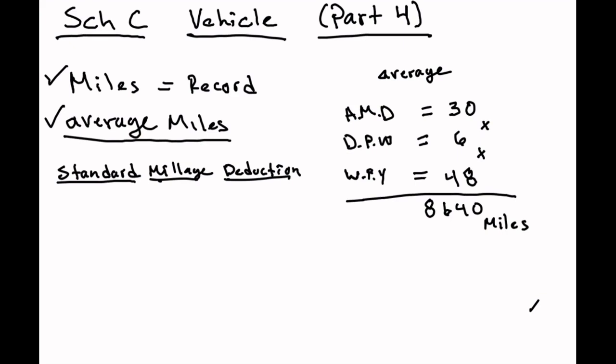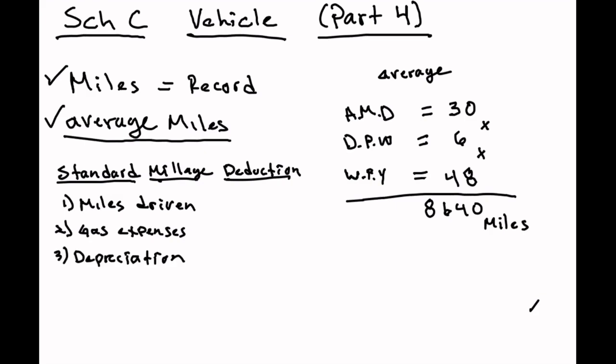Number 1, it covers miles driven. Number 2, it covers gas expenses. Number 3, it covers depreciation. So if you want to make sense of this, the more miles you drive, the more gas you spend, the more your car depreciates in value.